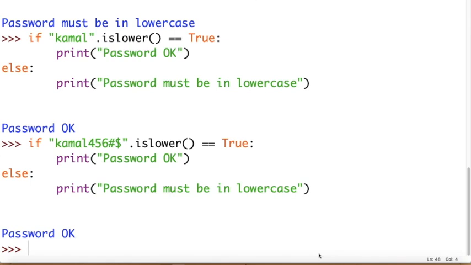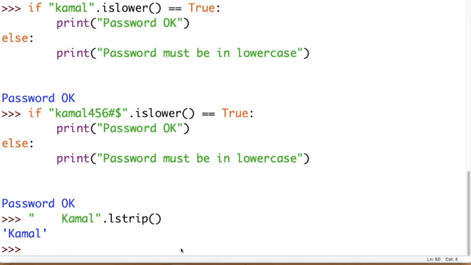Now let us go to the next function in the series, that is lstrip and rstrip, right? So let us find out the functionality of lstrip. So Kamal.lstrip, and here intentionally I am going to put a blank space before Kamal, right? Now let us see what happens. It gives us the string Kamal without those blank spaces. The leading blank spaces of the string Kamal have been removed by lstrip. So lstrip removes any leading blank spaces.